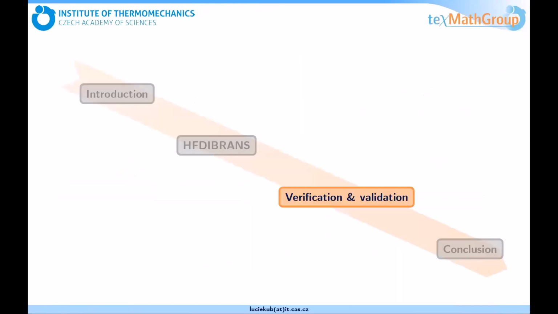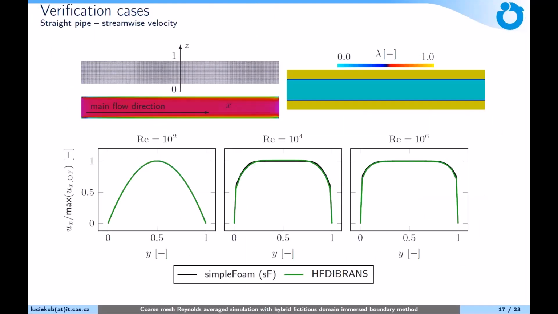And I will just show you some verification and validation test results. So first, we started with a simple pipe, where we compared simpleFoam with our solver, and we compared here the velocity profiles on the Z line over there. And you may see that for different Reynolds numbers, the accuracy is rather acceptable. Only there are minor differences in the mid-range Reynolds number.